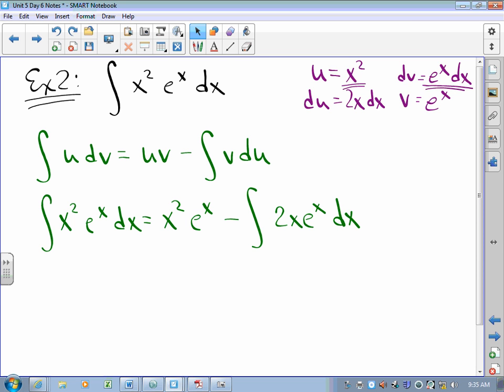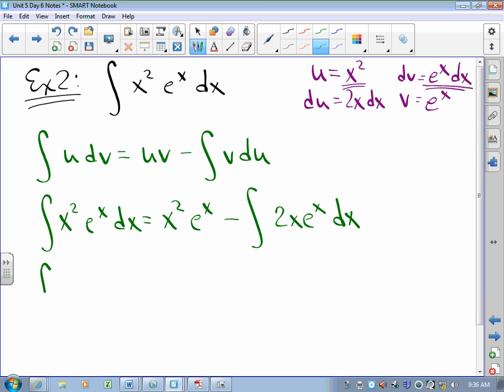And we ask ourselves, is that second integral easier to find than the first one was? Now, I don't know how to find the second one. I don't have an antiderivative in my head for that, but it's one power of x smaller. So it's got to be easier. And so I'm just going to say, let's do it again.